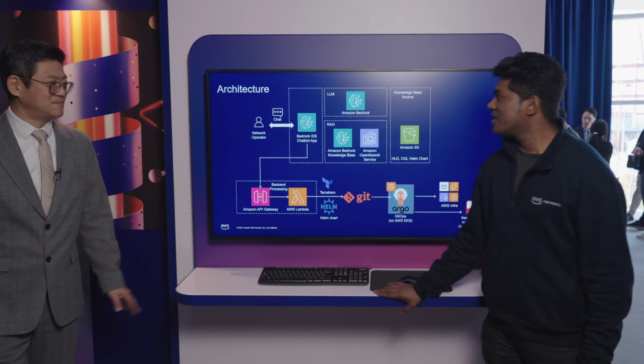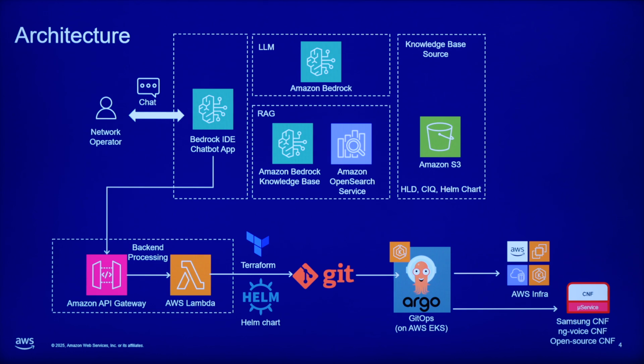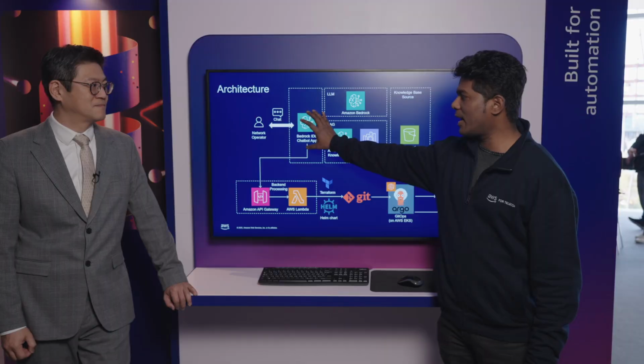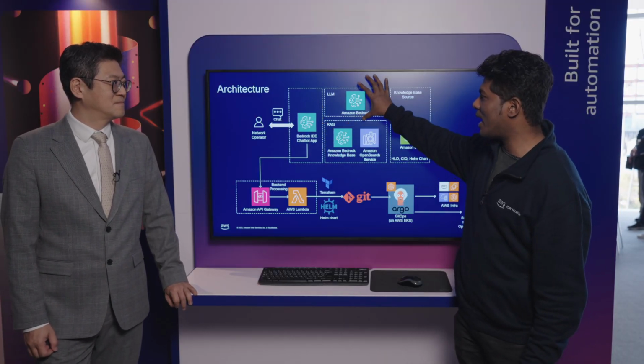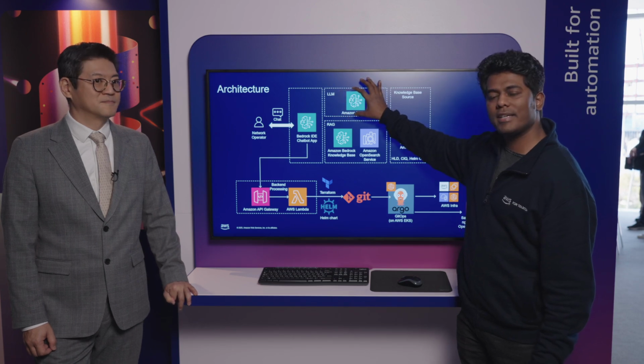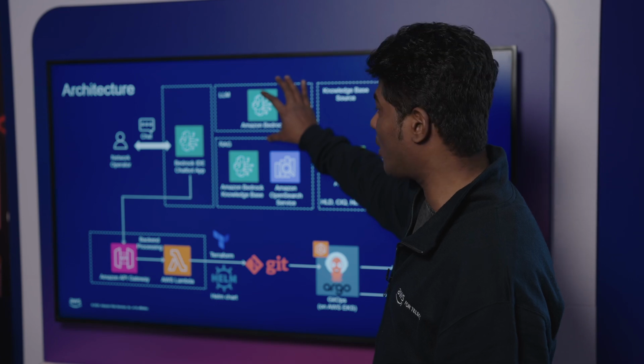Thank you, Youngjung. So this is the high-level architecture of our solution. On the top portion, we have the generative AI components, and in the bottom, we have the GitOps solution. As you see, we have Amazon Bedrock components which make up the generative AI solution. In the front end, we have the Bedrock IDE provided chatbot application, used by a network operator who would use natural language queries and chat with the chatbot to generate the artifacts. In the back end, we have Amazon Bedrock providing several LLMs. In this case, we are using Anthropic Claude Sonnet v3.5.